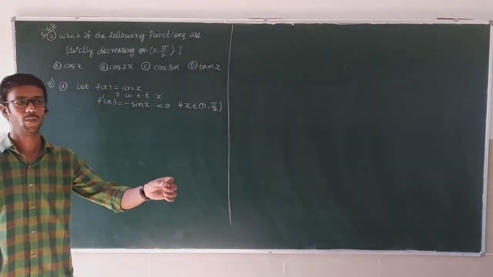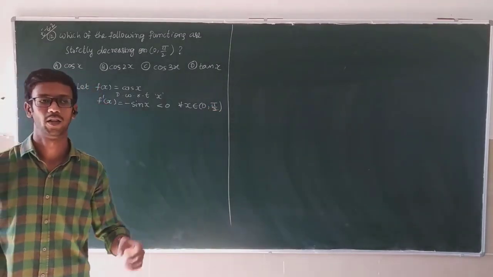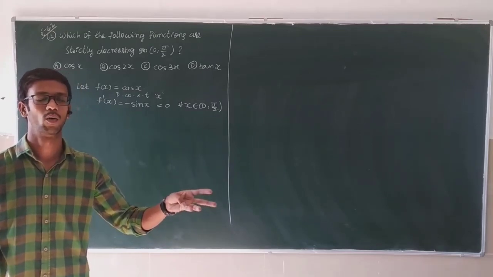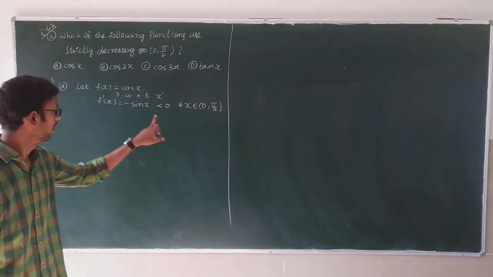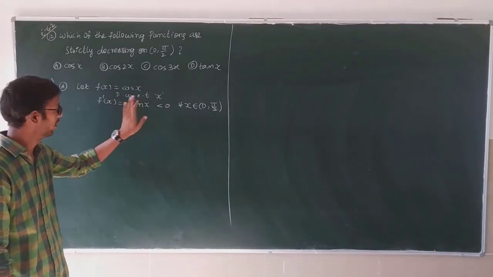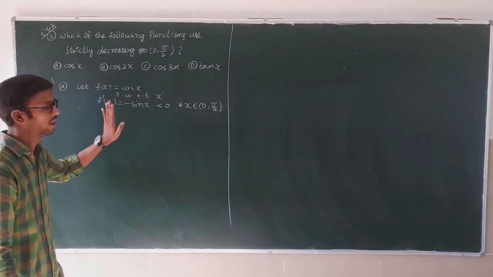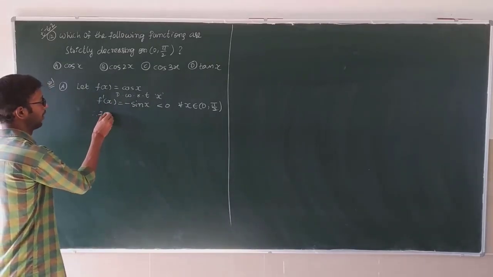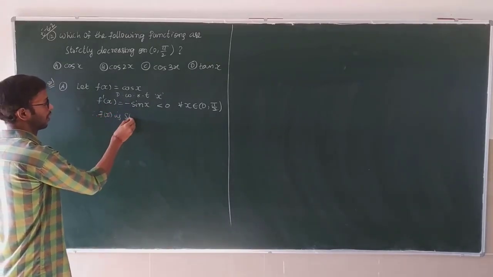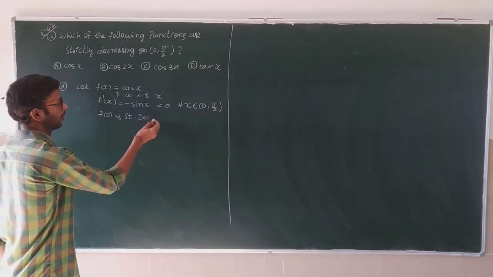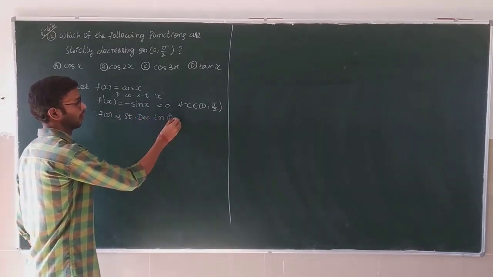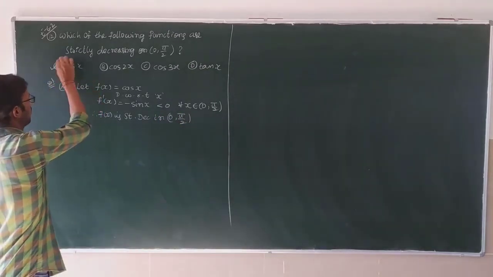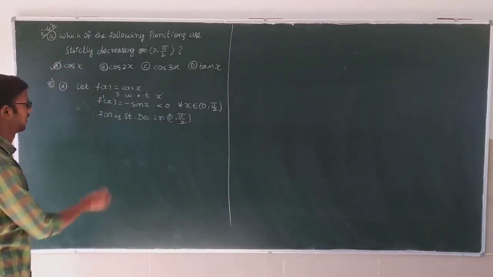Why? Because from 0 to pi by 2, the sin x value is positive: 0, 1 by 2, 1 by root 2, root 3 by 2. But the negative sign is there, so positive into negative is less than 0. Therefore, f of x is strictly decreasing in 0 comma pi by 2. So this is decreasing, strictly decreasing.